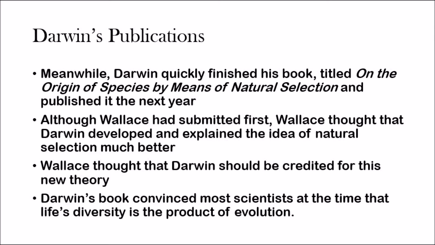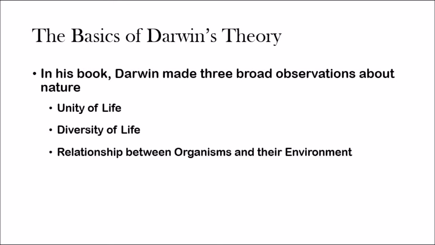Now, Darwin's book convinced most scientists at the time that life's diversity is a product of evolution. So because Darwin was so good at explaining natural selection, most scientists at the time, even though they were very conservative and thought about ideas like Aristotle and things like that, Darwin's book was able to convince them that natural selection was actually the way that evolution works, and evolution actually does exist. Now, in this book, there were three broad observations on nature. Okay, there's the unity of life, the diversity of life, and the relationship between organisms and their environment. And we're going to be going into depth with each of these three things.